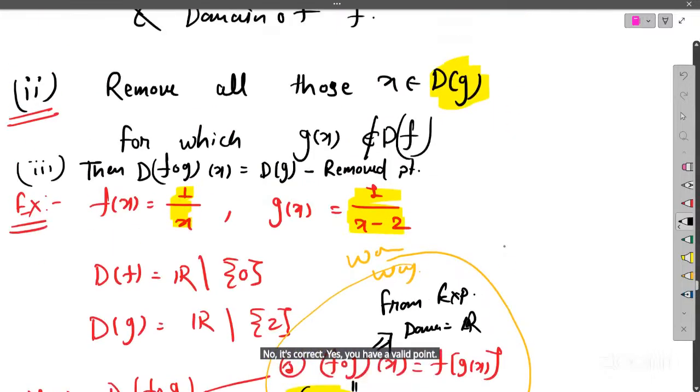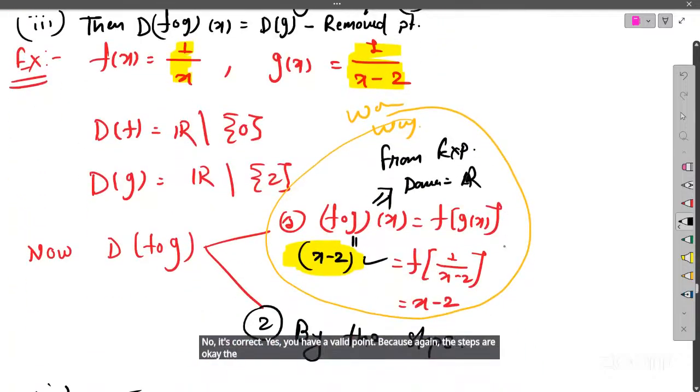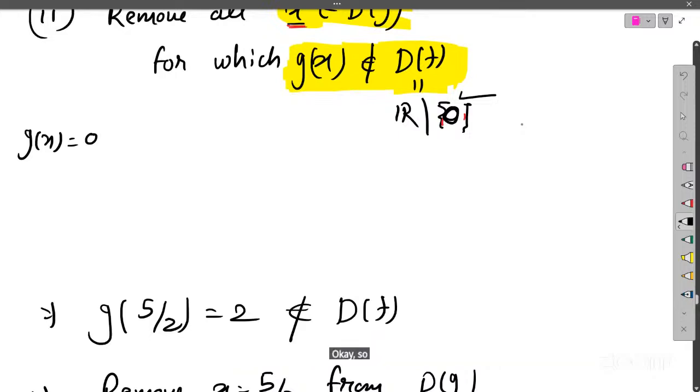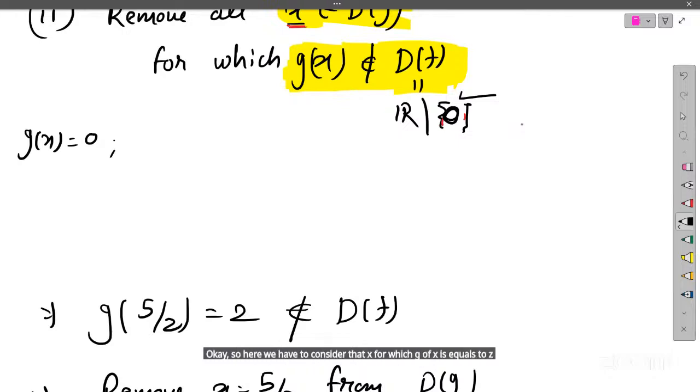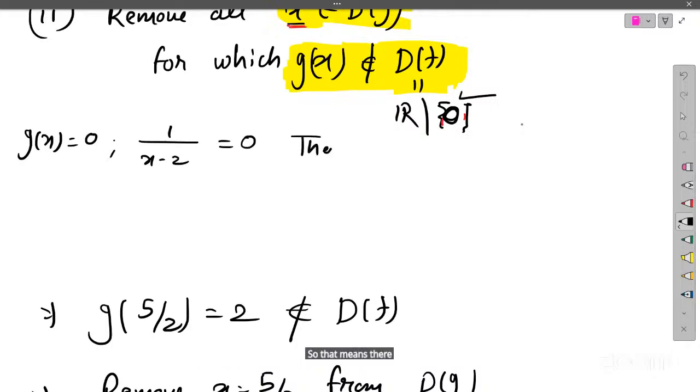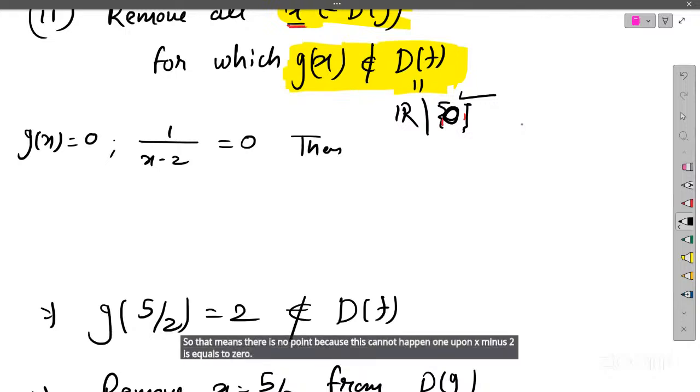The steps are clear, but here I wrote it wrong. I mean, I considered the domain of f wrongly. So here we have to consider the x for which g of x is equal to 0, and remove that x. That means 1 upon x minus 2 is equal to 0. So there is no such point, right? Because this cannot happen for any x.